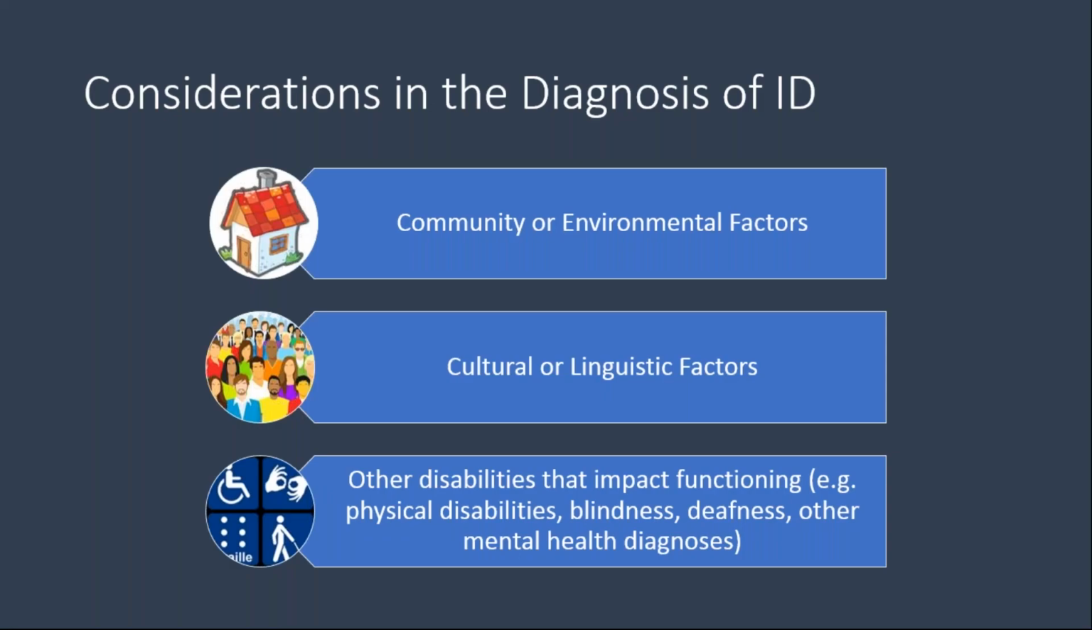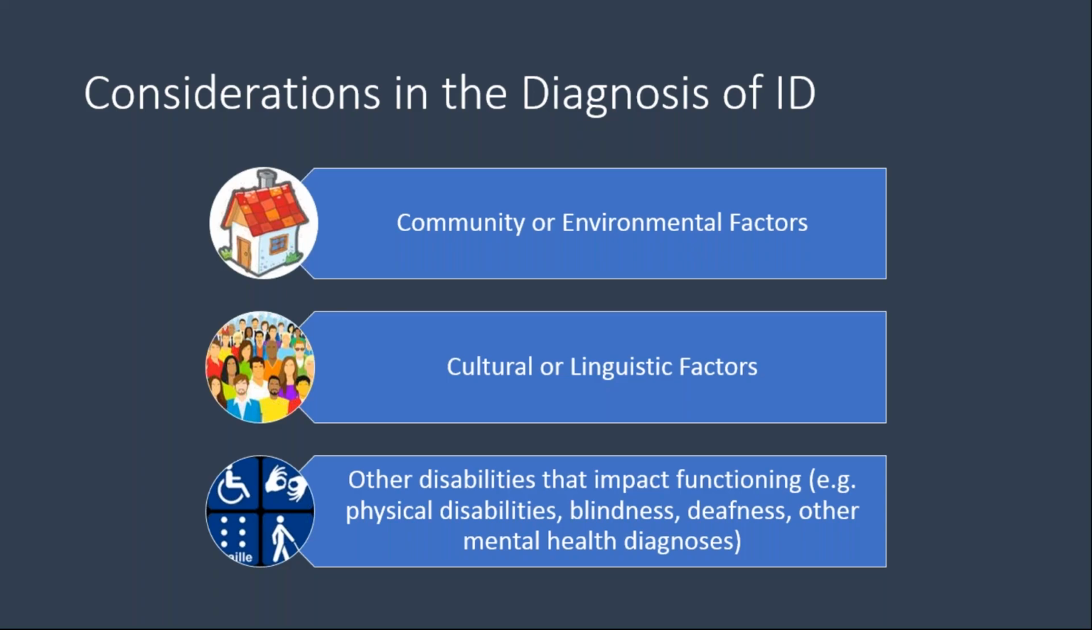So other considerations that we think about when we're diagnosing an intellectual disability, we want to think about community or environmental factors. For example, if a child has experienced trauma or significant neglect, that might be impacting how they're performing, and that might not be a true intellectual disability, so we want to take those types of factors into account. We want to look at cultural or linguistic factors. If a child's first language is not English, but they're being given an IQ test in English, we want to consider how that might be impacting their performance. Are there cultural differences that might be impacting how they're performing at home or at school?